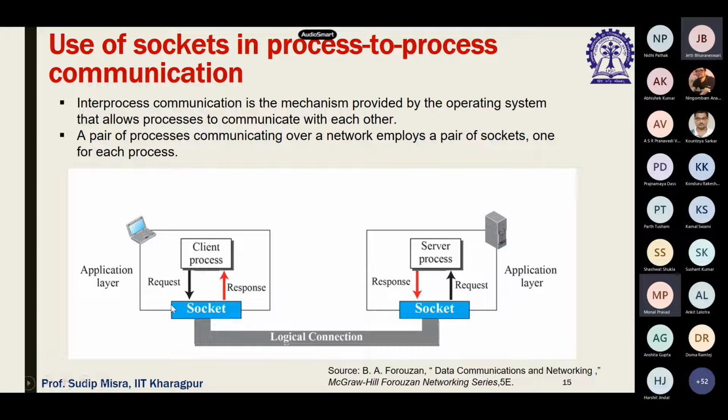Now these processes are going to communicate in the network over a pair of sockets, one corresponding to each process. So you have a client process and a server process. The client sends a request, the server executes it and sends a response back, and the client gets the response sent by the server. If you think of the client computer, the communication is done through its socket to the socket of the server.